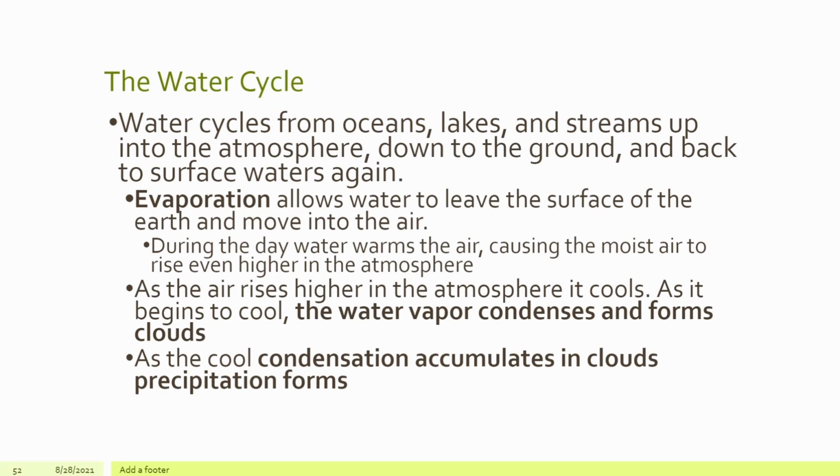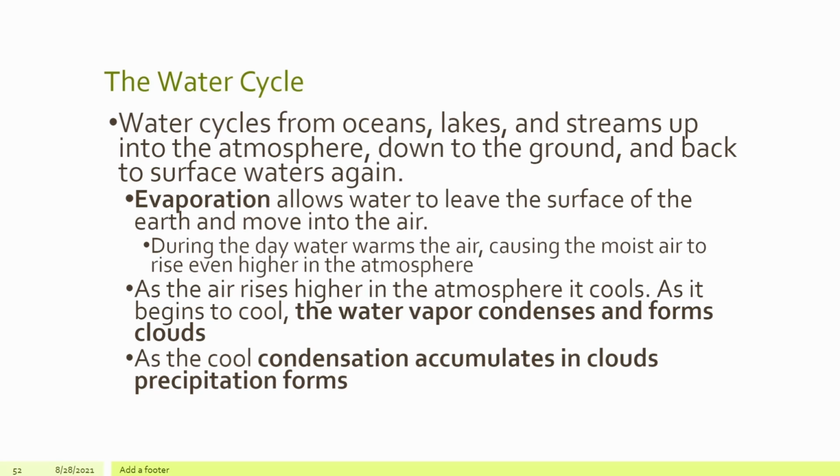So water cycles from oceans, lakes, streams, back up into the atmosphere via evaporation, down to the ground via precipitation, and even back to surface waters again via runoff. Evaporation allows water to leave the surface of the earth and move into the air. So during the day, the sun warms the air and water vapor, and that causes the moist air to rise higher in the atmosphere. And as the air rises higher, it cools.